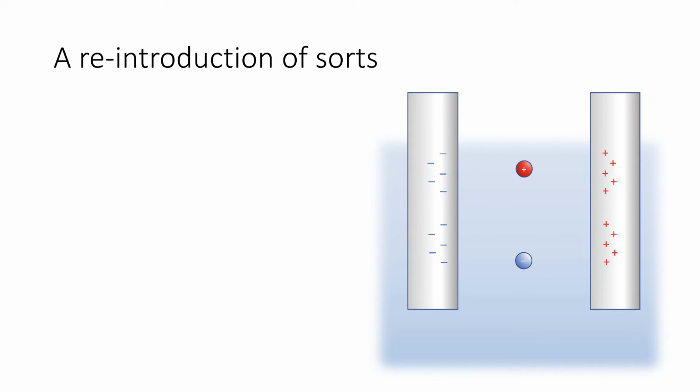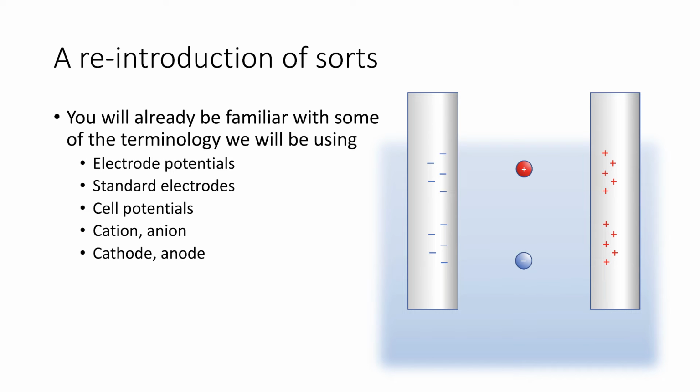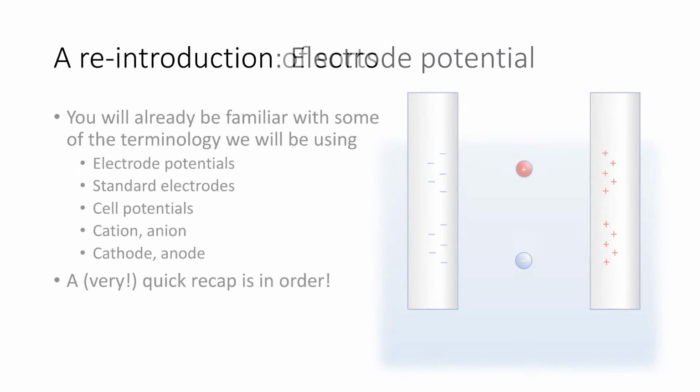We'll need to quickly reintroduce you to some areas that you have covered in first year. This won't take very long, but it's important that you are familiar and understand what this terminology that we'll be using means. So whether we're thinking of electrode potentials, whether we're thinking standard electrodes, cell potentials, cations, anions, cathodes, anodes. So we need to do a very quick recap of this material.